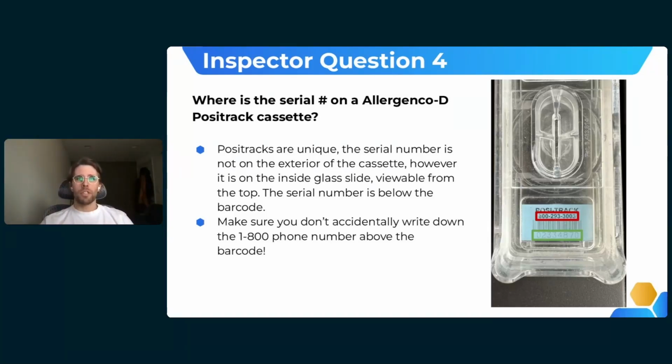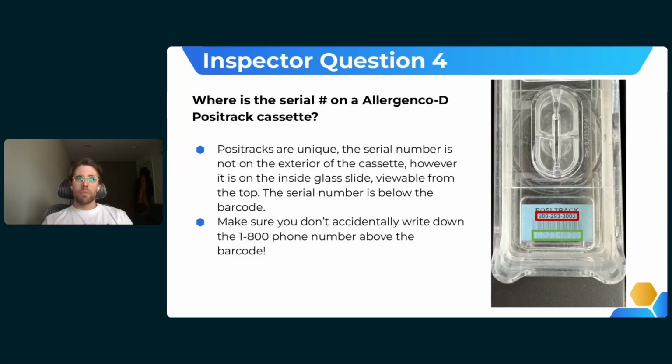There can be some confusion here because for some reason, they put a phone number right there next to the barcode. We've had it happen where people write that phone number down thinking it's a serial number. And you don't recognize that you've written the same sample number 3 times because you've got a lot of things going on in an inspection. It's very easy to mistake that. So if you use these cassettes, here's a little tip: the serial number is on the bottom, and there is a 1-800 number. You want to be wary and not write that down, but write the serial number down on the bottom.